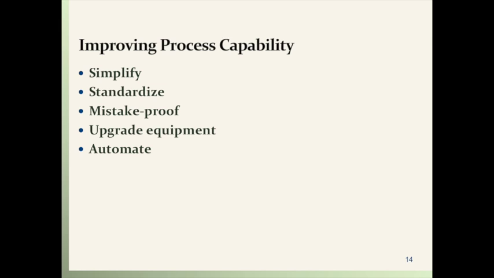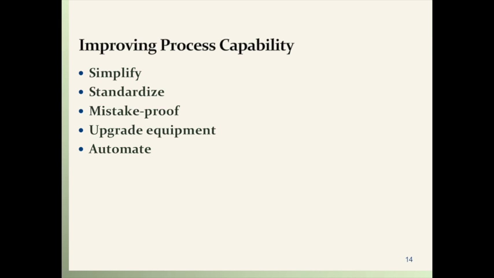So how do you improve your process capability? One of the ways is simplify. Some people call it mistake proof, so you simplify. Some people call it idiot proof, but you just make it simpler, so it's easier for people to not make mistakes. The second is standardize, everybody doing it the same way. It allows you to train people faster. It also reduces errors because it's real easy to see: this is how you do it.